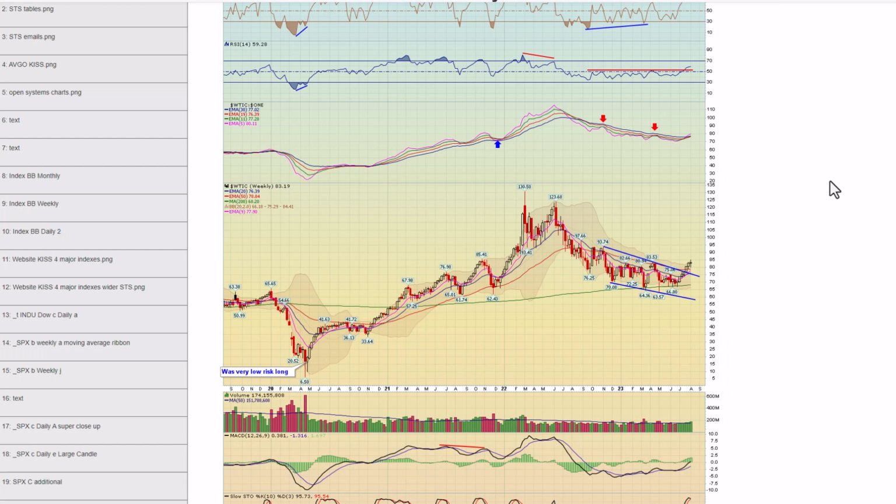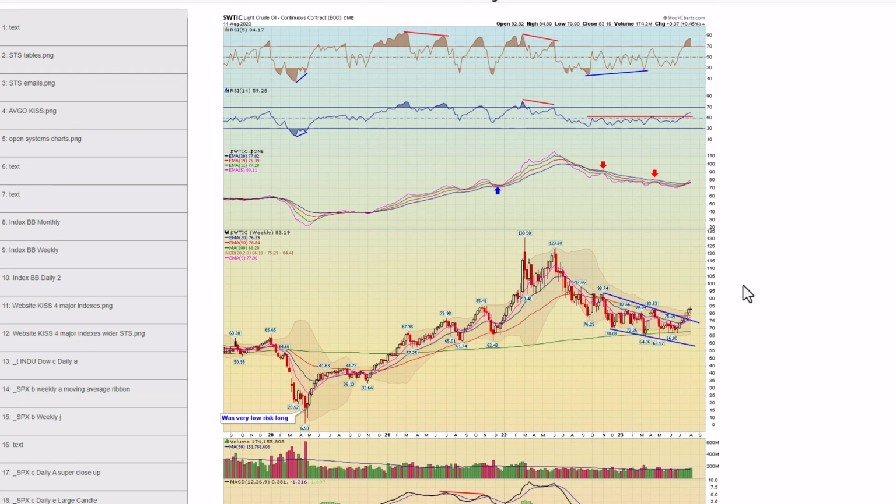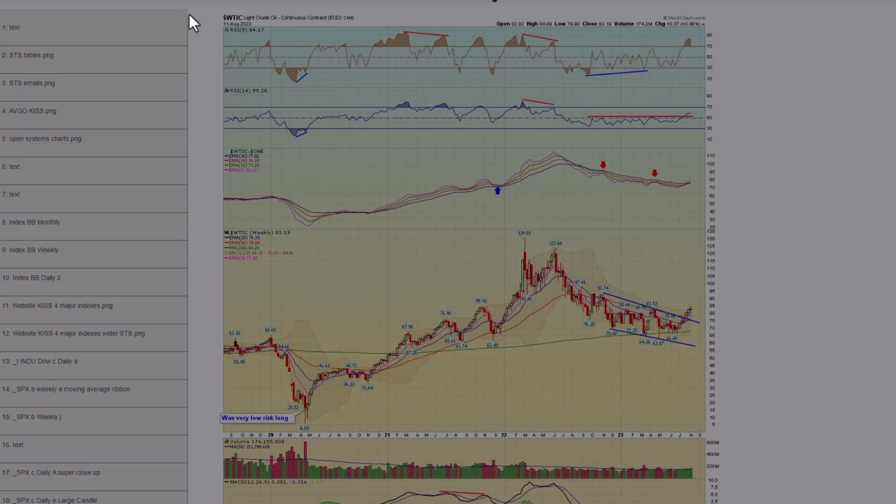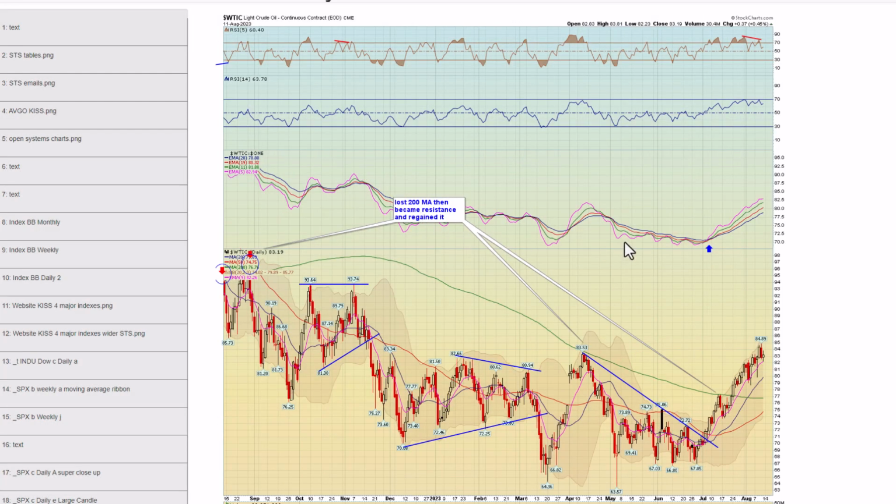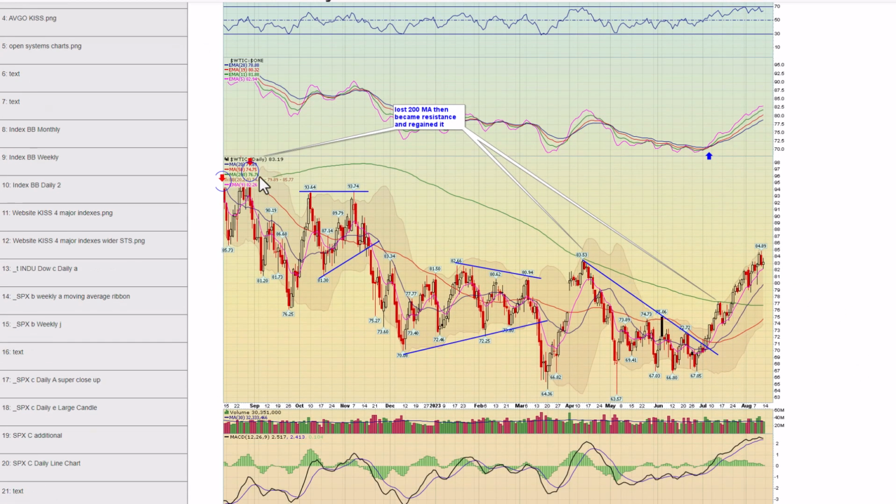Next, chart 79 crude oil, up 0.5% last week. Next, chart 80 crude oil on the daily. Again, it had lost its 200-day moving average and regained it in July, became support.